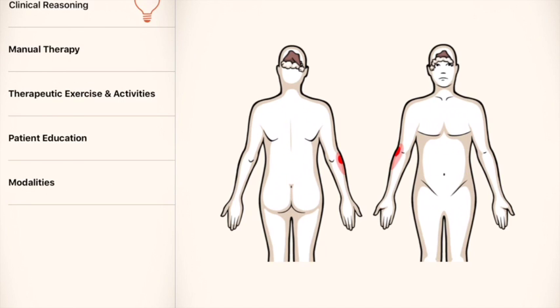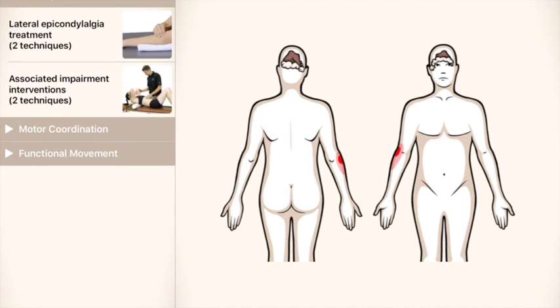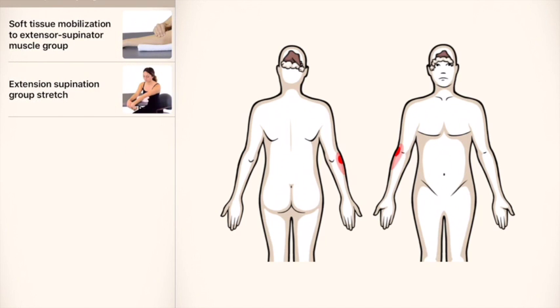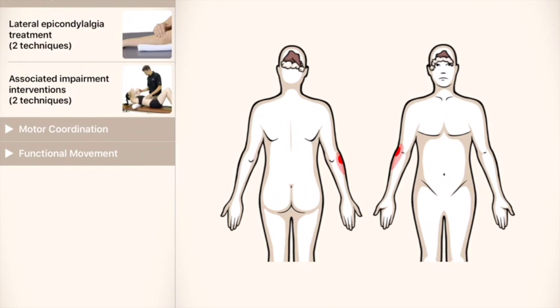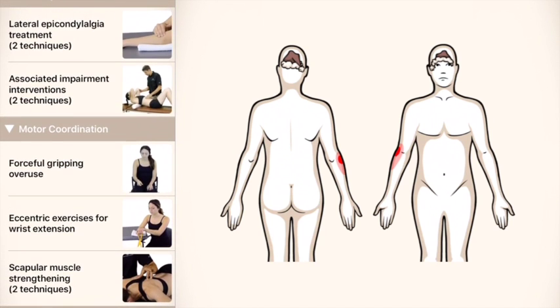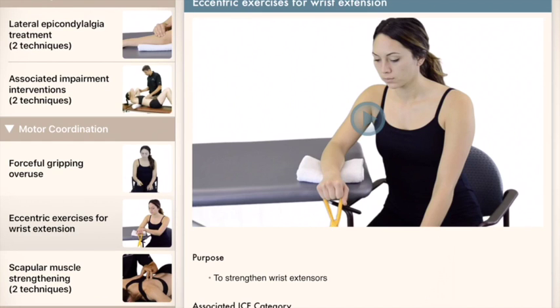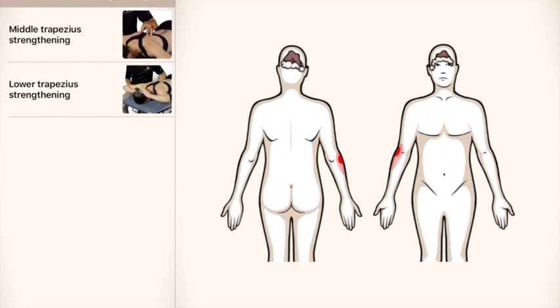Your therapeutic exercises should fall under the categories of improving the soft tissue, nourishing that tissue back to health, managing some of the associated impairments, thoracic mobility and trunk muscle stretching, and giving them some type of education as well as eccentric exercises. In managing their associated impairments, scapular muscle strengthening has been shown in case studies and case series to help with lateral epicondylalgia.